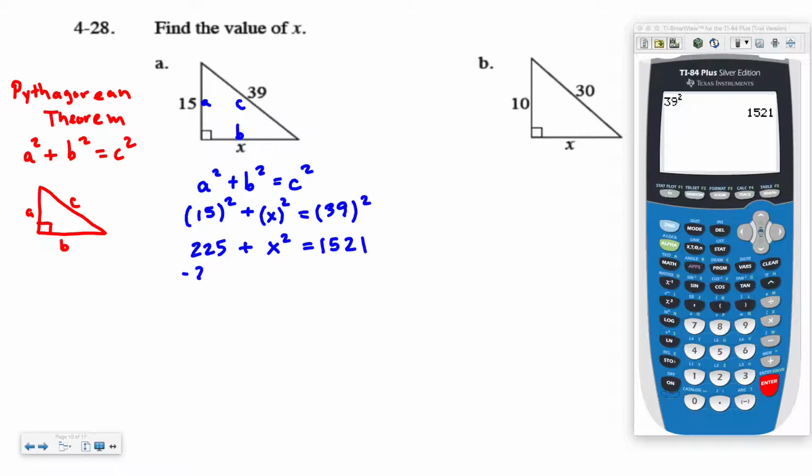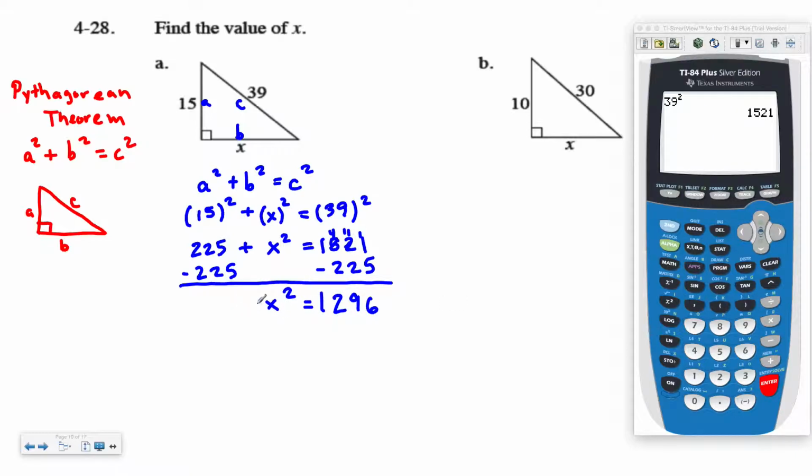Let's just subtract our 225 from each side. And we're left with x squared equals, and we could do the subtraction here. Let's see, let's borrow. We've got 11 minus 5 is 6. Borrow here. So we've got 11 minus 2 is going to be 9. 4 minus 2 is 2. We get 1,296 is equal to x squared.